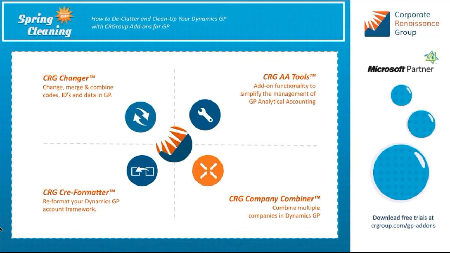And it works on the premise that we pick a parent company, we have children associated with the parent, and we bring the children into the parent company without losing any of the data. So all their transactions, all their structure comes into one company.